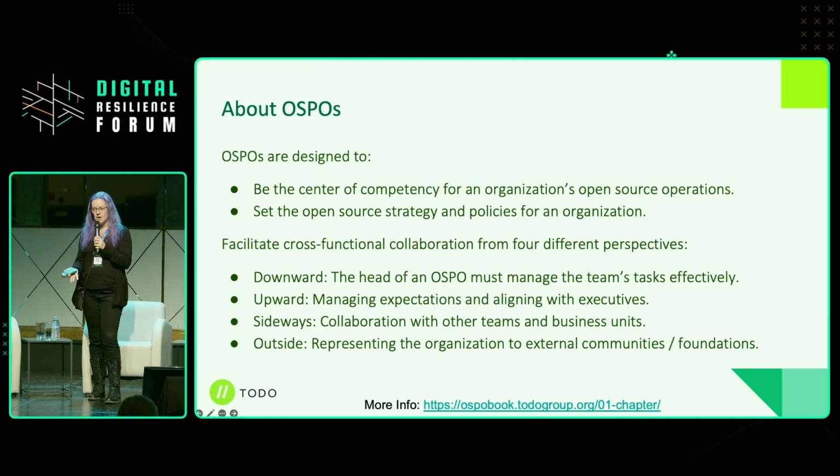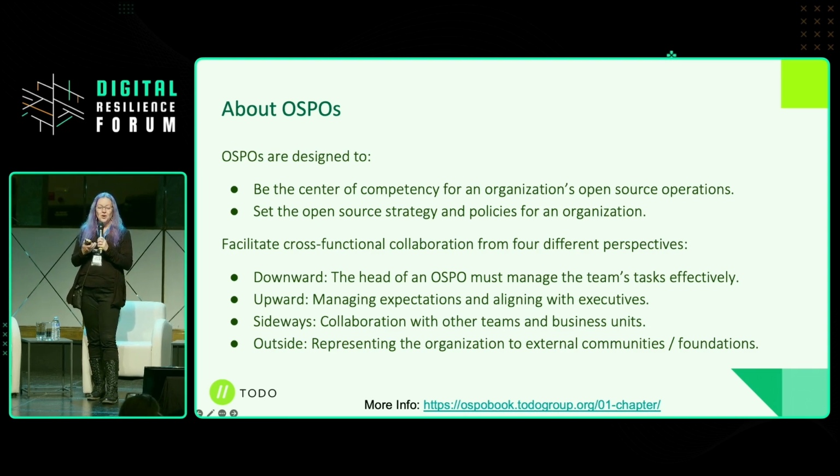So that's generally one of the functions of an OSPO. But it's also upward, and I think this is probably the most important function of an open source program office: managing expectations and aligning with executives. Because if that's not done well, and the executives don't understand what you're doing or why you exist, it's really hard to continue to get funding and resources and employees to continue that work. So this upward managing of expectations is really, really important for these open source offices.